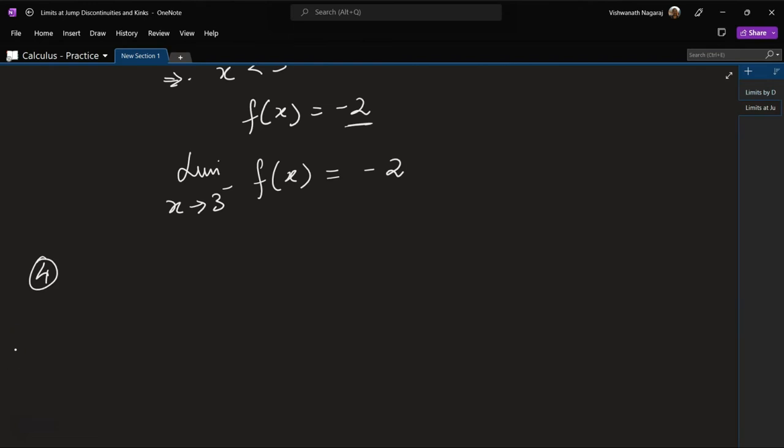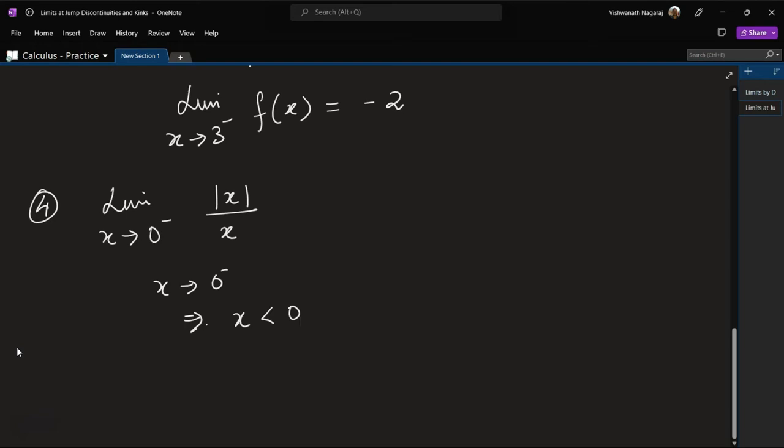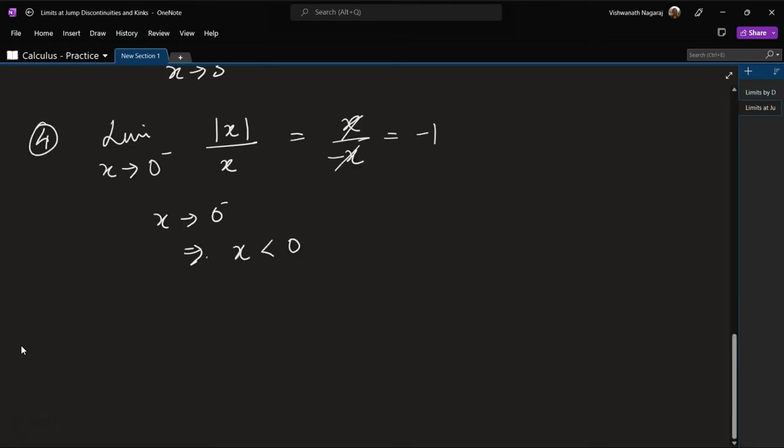Fourth one, limit as x approaches 0 from the negative side of the absolute value of x divided by x. Now, x approaches 0 from the negative side implies that x is less than 0. That means it is going to be negative. So since x is negative, its absolute value will be minus x. But here there is no absolute value in the denominator, so it would be minus x divided by x. If we cancel these two, this becomes minus 1.